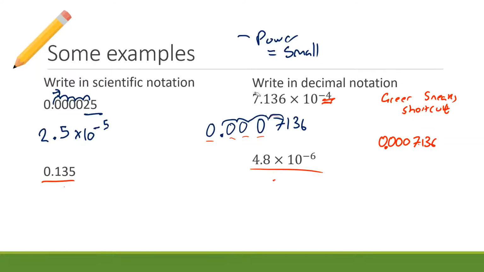Unfortunately, the sneaky shortcut doesn't work with positive powers, like times 10 to the power of 3, because you don't always know how many numbers are at the end of the number, so you can't always use that cheat. But, you know, whatever, it works some of the time.